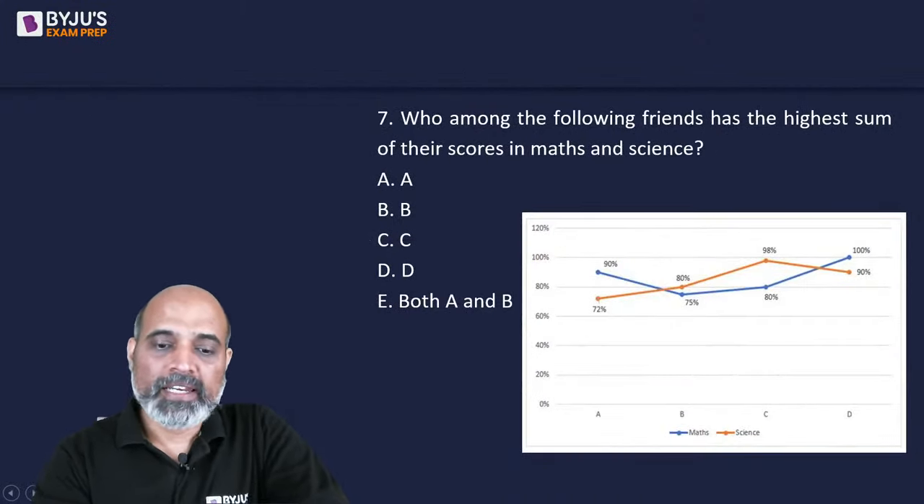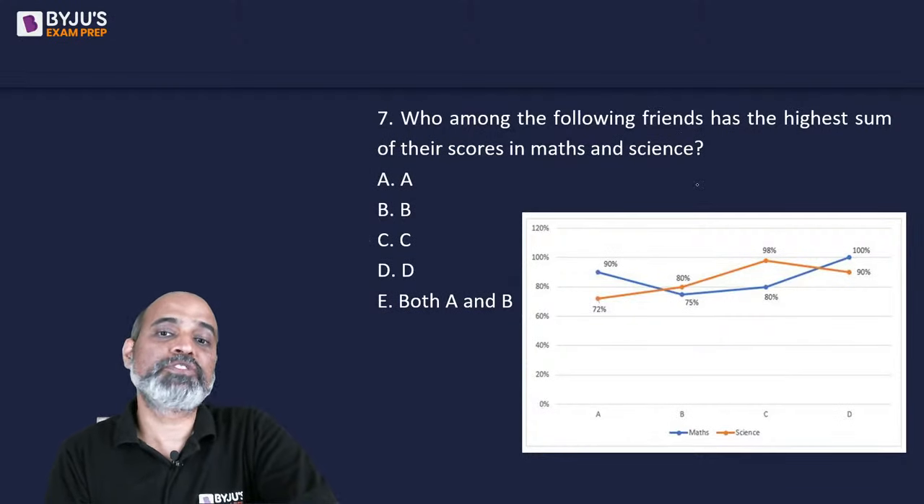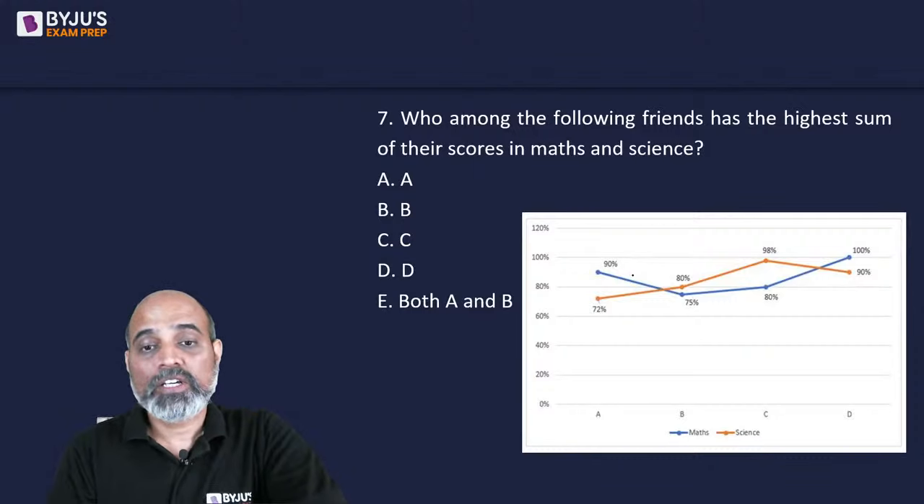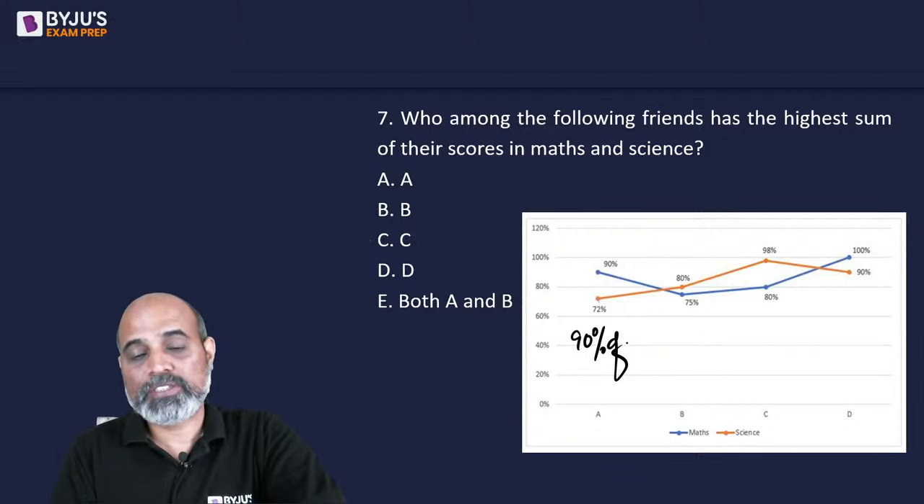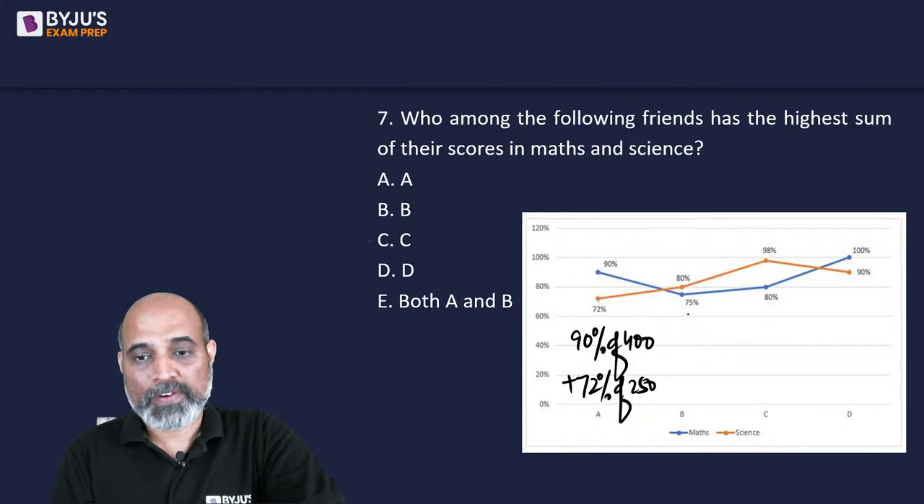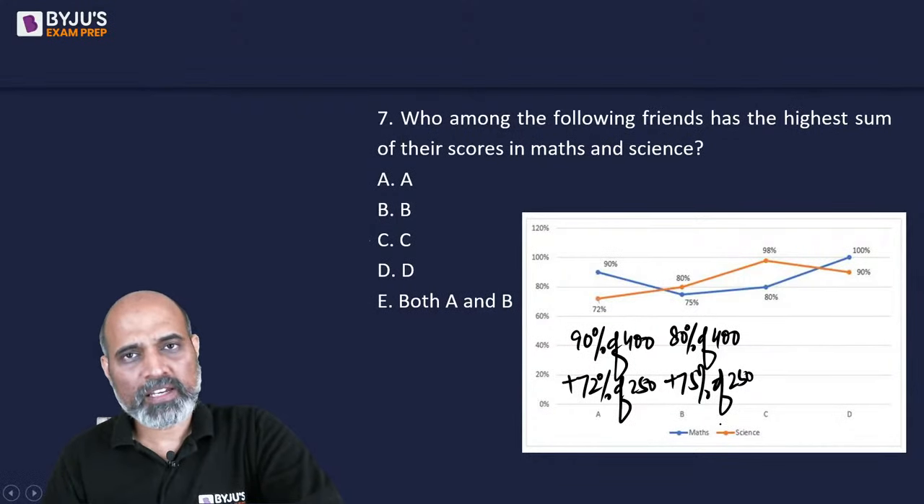Okay, let's look at the next question. Who among the following friends has the highest sum of their scores in maths and science? So that means we have to calculate, जैसे A का करेंगे, so 90% of 400 plus 72% of 250. If I calculate for B, it's going to be 80% of 400 plus 75% of 250. यही चलने वाला है. So don't you think it's going to be very calculative if we do all the calculations?